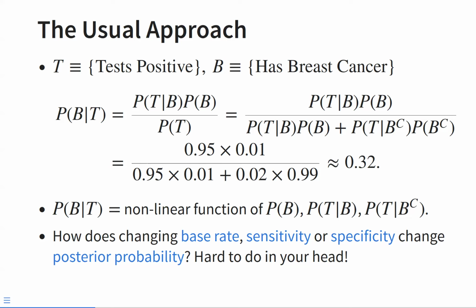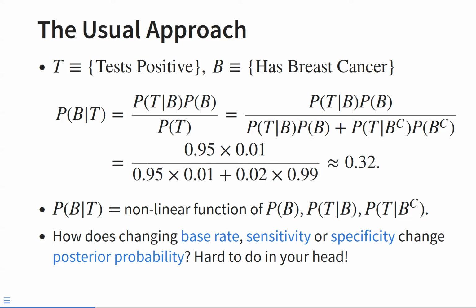Well, we need some notation. Let's define T to be the event that she tests positive, and let's define B to be the event that she has breast cancer. So we're trying to compute the posterior probability. That's the probability of B given T. In other words, the posterior is the probability of some hypothesis, some claim, given the evidence. So here, the evidence is the test result, and the hypothesis is that Alice has breast cancer.